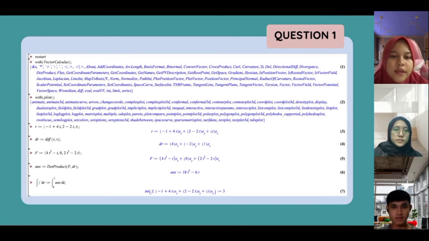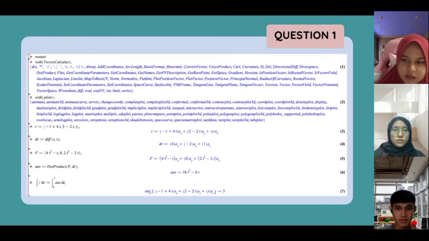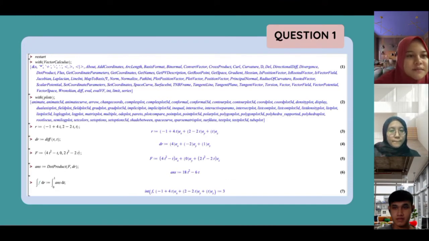By doing all that, now we can substitute the vector r(t), the differentiation of r, and the vector F that was already in terms of t, and after that we do the dot product of F dot dr, and lastly we integrate the dot product, and the answer given was 3. So we can see that the manual calculation and Maple instruction give the same answer. Now the next slide will be explained by Khairul.